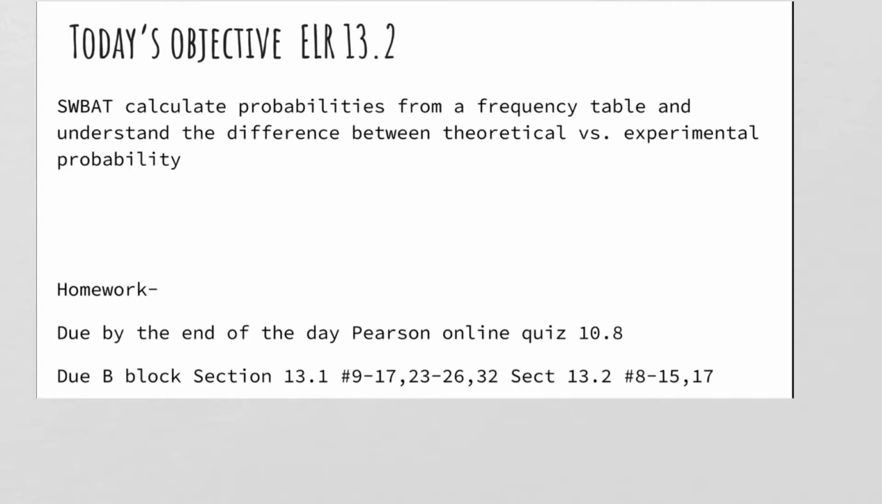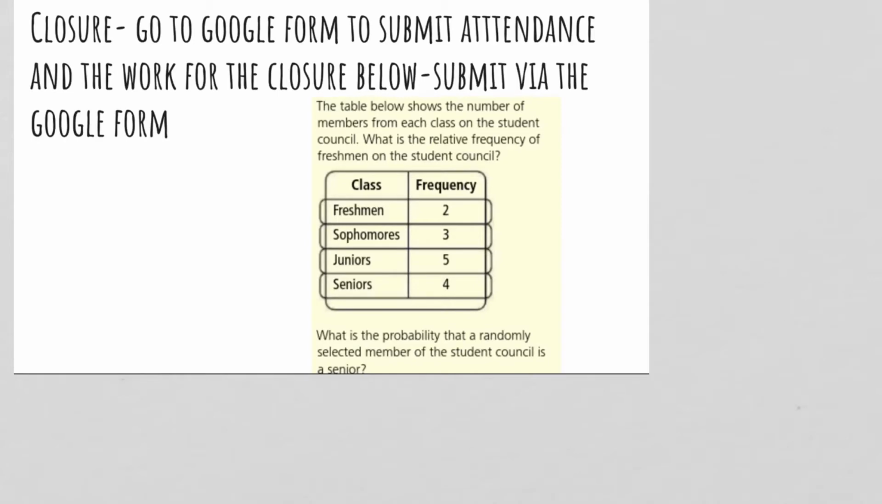So with any time remaining in this block period, you should be doing your homework. And once you're done with that homework, I have on the next slide the closure, which is what you're going to be filling out as your attendance and answering the question that's there. Okay, and once you've finished your homework, here's the closure. It has a frequency table here. You're going to be seeing the same table on the Google form to submit your attendance and the work for the closure below via that Google form in Google Classroom.